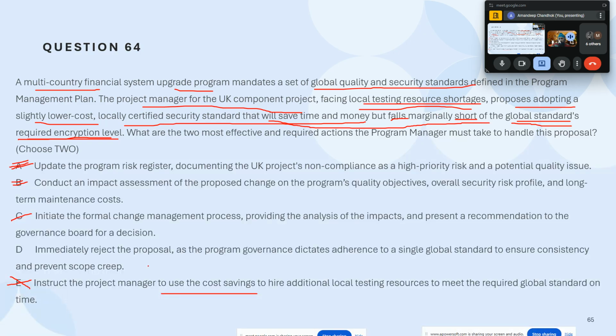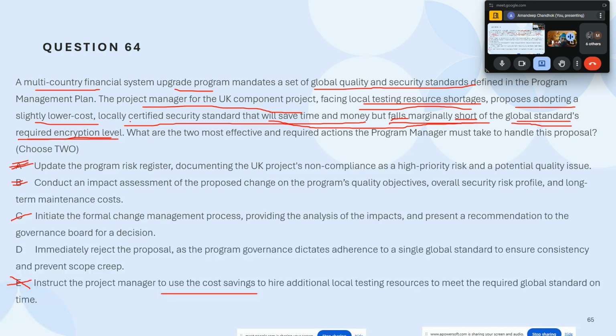Now let's go to D. Immediately reject the proposal as program governance dictates adherence to a single global standard to ensure consistency and prevent scope creep. Sorry, I had one question. So basically, when we say fall short in terms of local testing resource shortage, is it like manpower shortage or equipment?